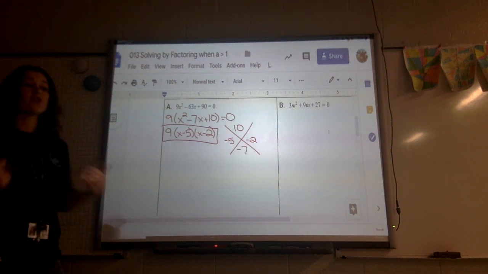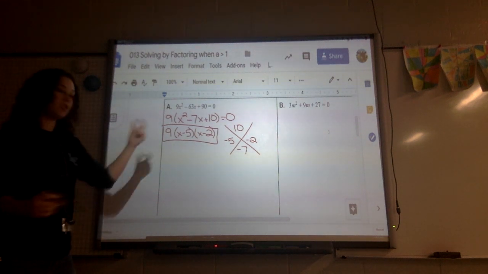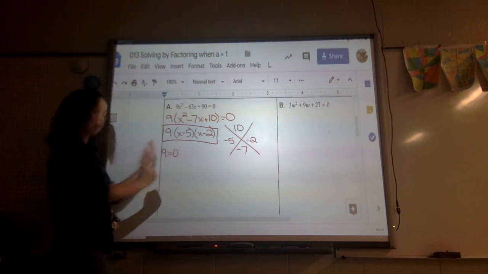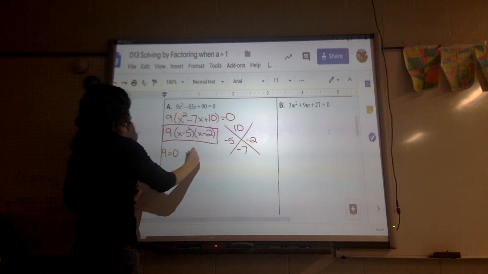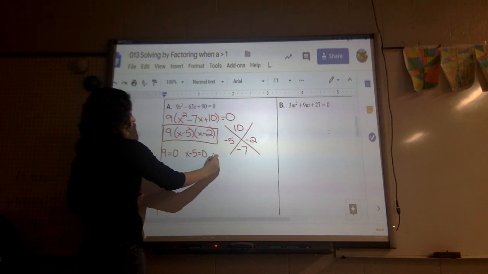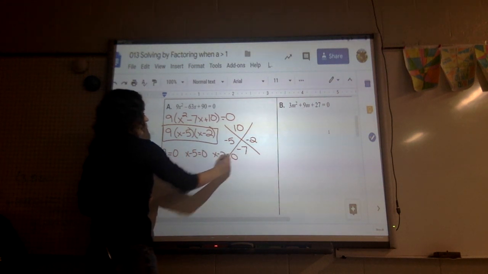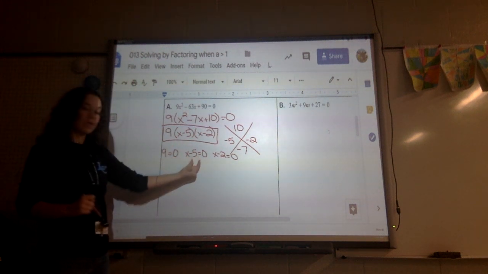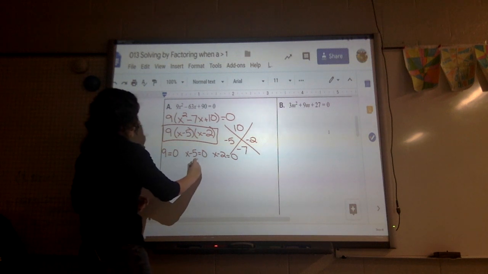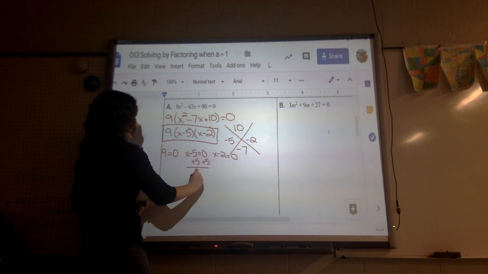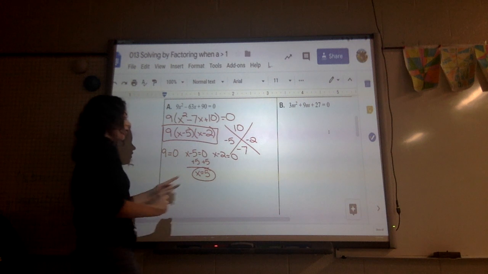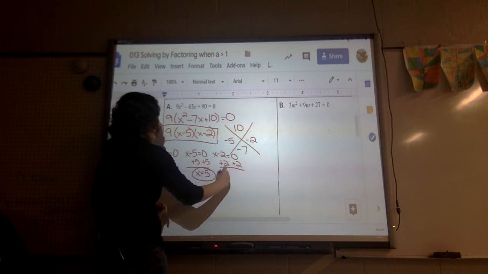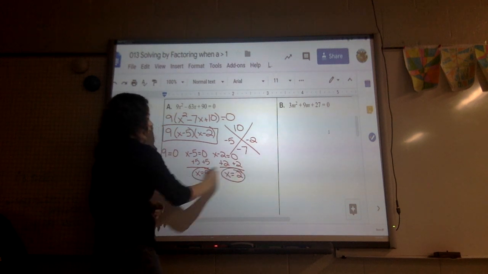If they actually want solutions, though, I've got to take each piece and equal it to 0. So 9 equals 0 because 9 is a factor. X minus 5 equals 0. And x minus 2 equals 0. Well, the last 2 are easy to solve. If I add 5 to both sides, I get that x equals 5. And if I add 2 to both sides on the last piece, I get x equals 2.